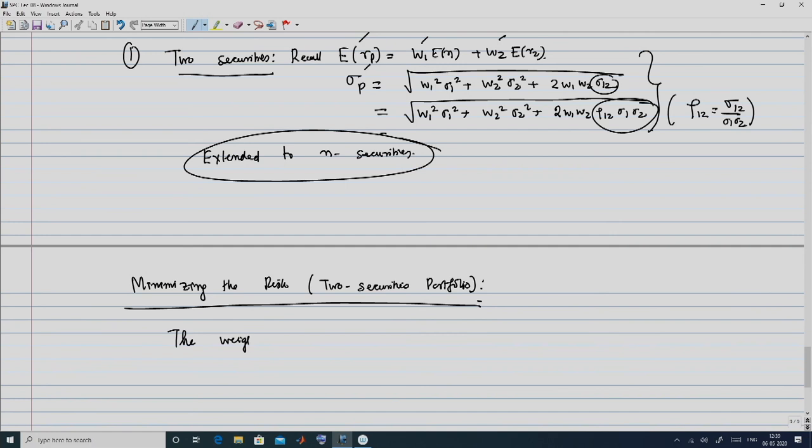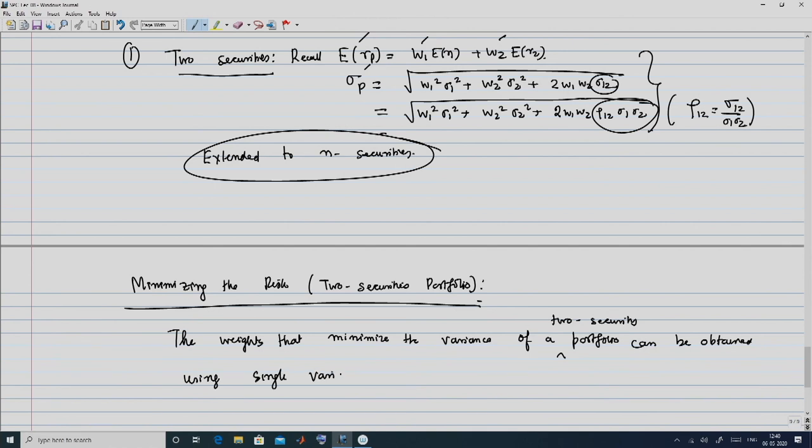So, the weights, because there are two assets. So, the weights that minimize the variance. So please remember the minimization of the standard deviation is effectively the same as minimization of the variance. So the weights that minimize the variance of a portfolio can be obtained. So I should specify that this is a two security portfolio. So this can be obtained using single variable calculus.